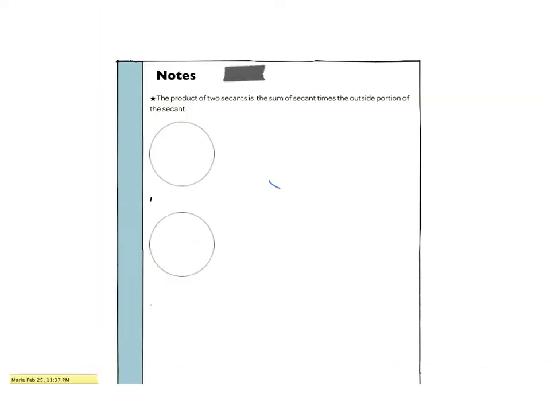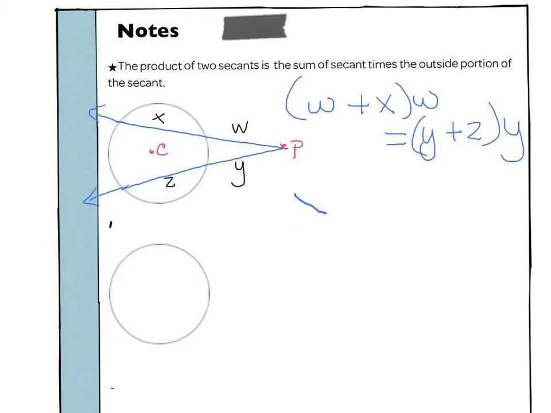The last circle theorem we're going to look at today has to deal with two secants. Okay, so here's our circle. And this one says the product of two secants is the sum of the secants times the outside portion of the secants themselves. So with circle C, let's draw in two secants. So here you see I've drawn in two secants. X, W are part of it, so here's a secant, here's a secant, okay? And I've labeled the inside part of this secant X, the outside W, inside here Z, outside Y.